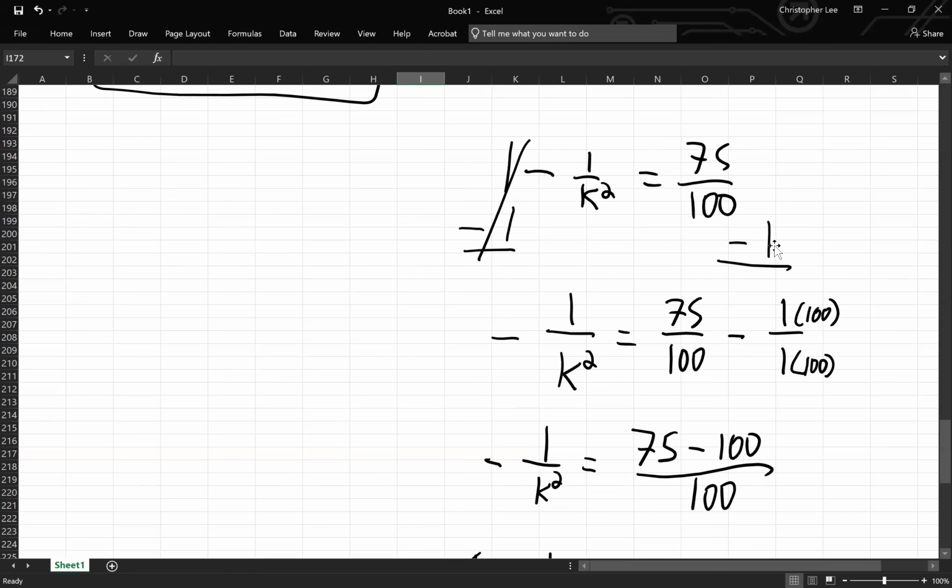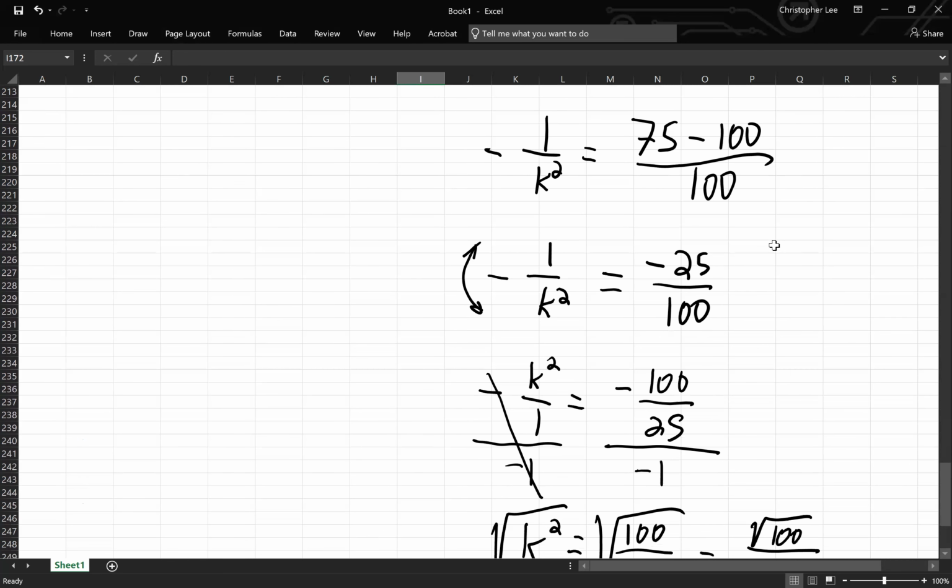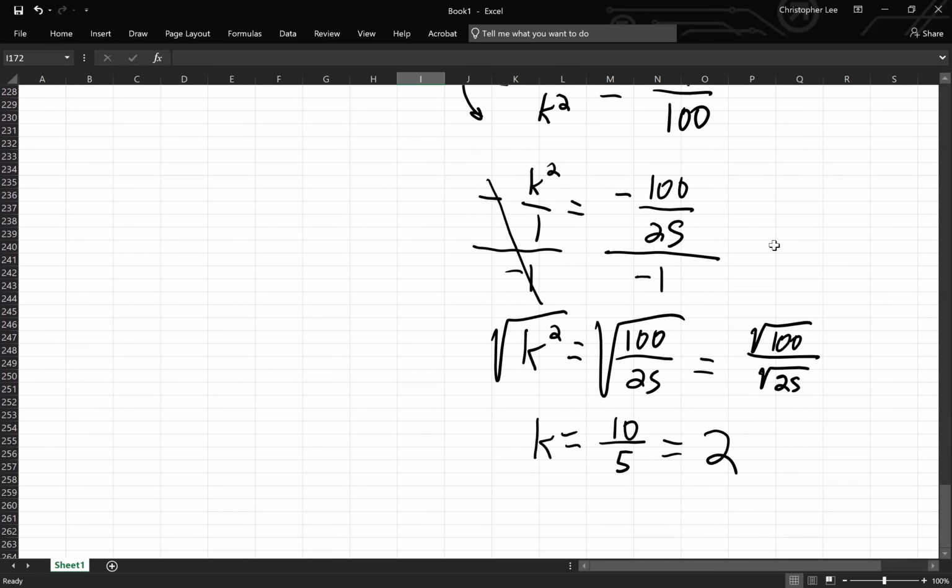So remember, 1 is a whole number, right? So it becomes just 1 over 1. And then you just get the same denominator, 100, 100, boom, boom. And that's it. So it's not too bad. Then after that, now you just subtract 75 minus 100 to get the negative 25 over 100.